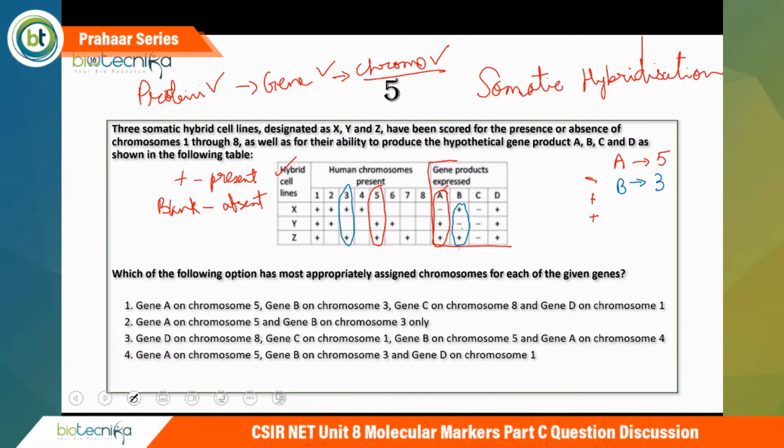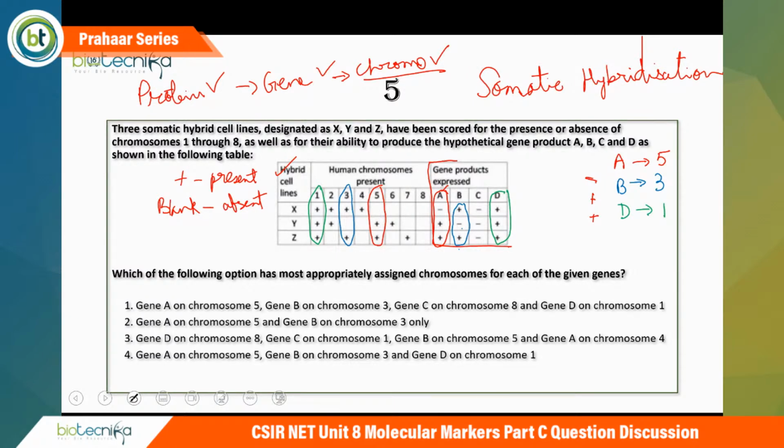Next is C. Okay, now we will leave C. C is the tricky part, I will explain it to you. Now for D, D is present in all, which means it should be present on a chromosome which is present in all the 3 hybrid cell lines. Is there any chromosome like that? Yes, 1, right? That means D is present on 1.